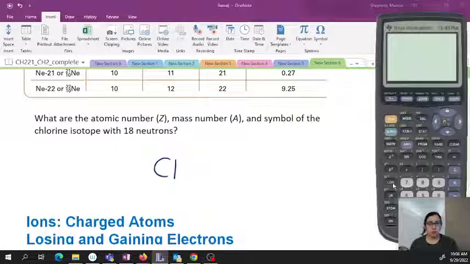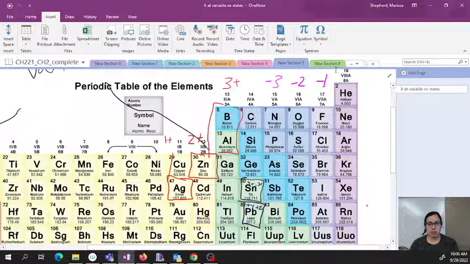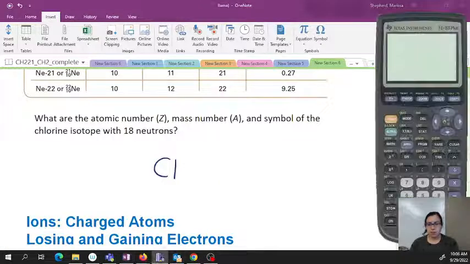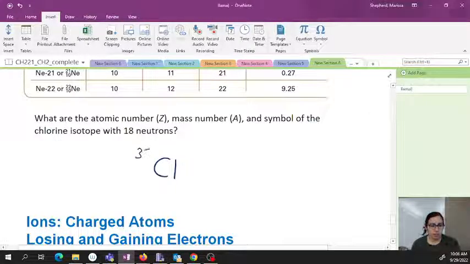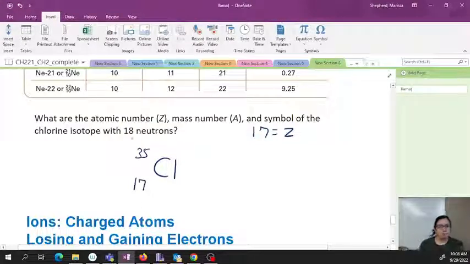You looked up chlorine's element 17, and it sounds like you added 17 plus 18 to give you 35. And then what number goes here? 17. So 17 goes here. Remember, 17 is also equal to Z, which is our atomic number. And then no charge was indicated, so we can leave that as neutral. Any questions about this?